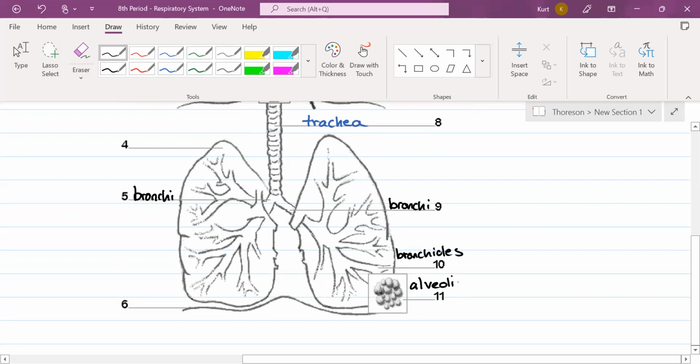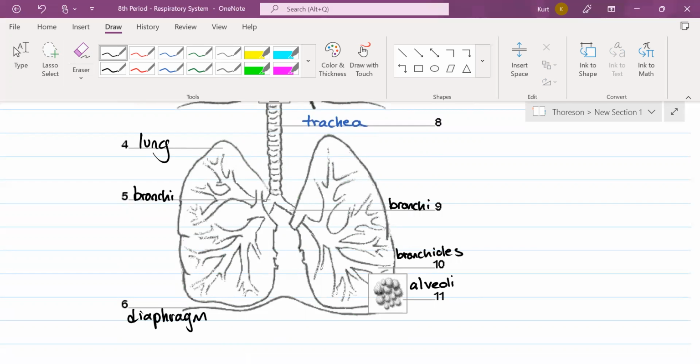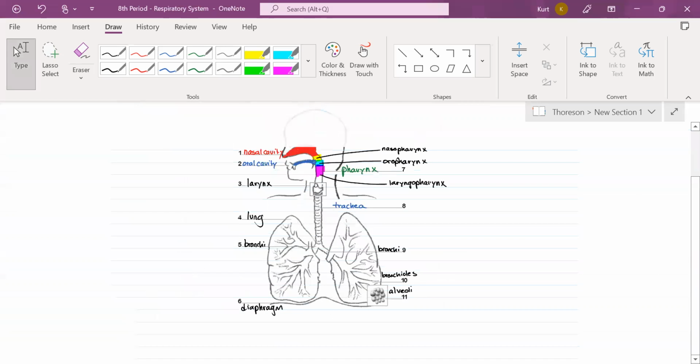Okay, what is number 4? The entire organ. Lung. And then number 6 is the muscle that allows your lungs to inflate and deflate. Diaphragm. It's technically part of your skeletal muscular system, your muscles, but you would not be able to breathe without your diaphragm. Whenever you have a spasm in your diaphragm, what happens? Hiccups.